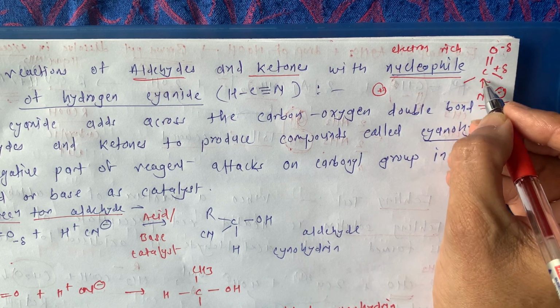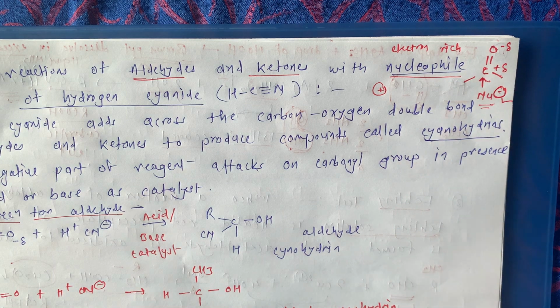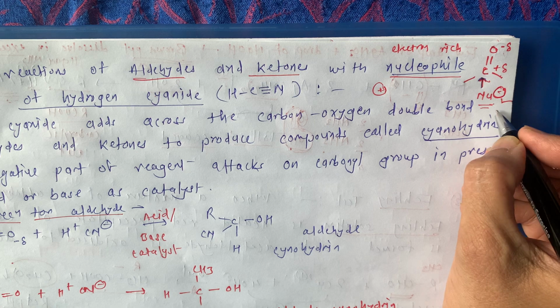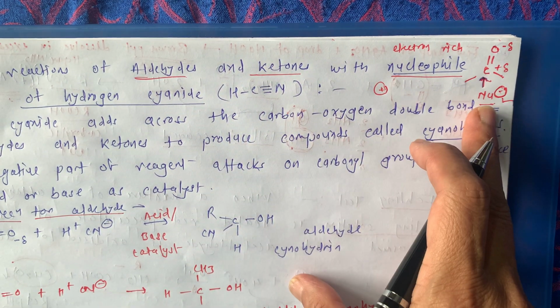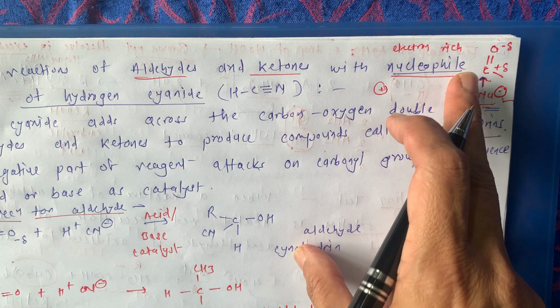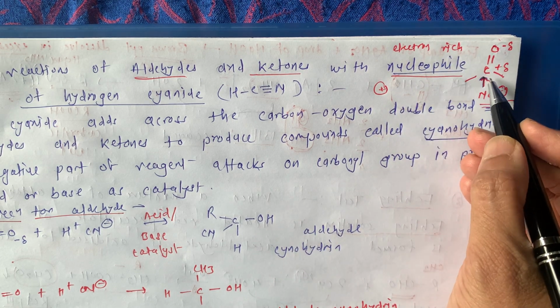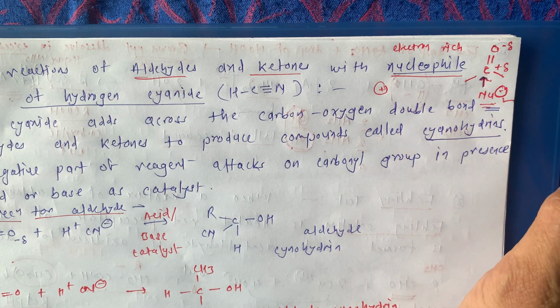So this nucleophile is going to attack on this carbon like this. This nucleophile is going to attack on this carbon in this way. This is the basic thing we have to know. What is the reaction with nucleophile? How are these nucleophiles going to attack? They are going to attack on this carbonyl carbon because this is having partial positive charge.